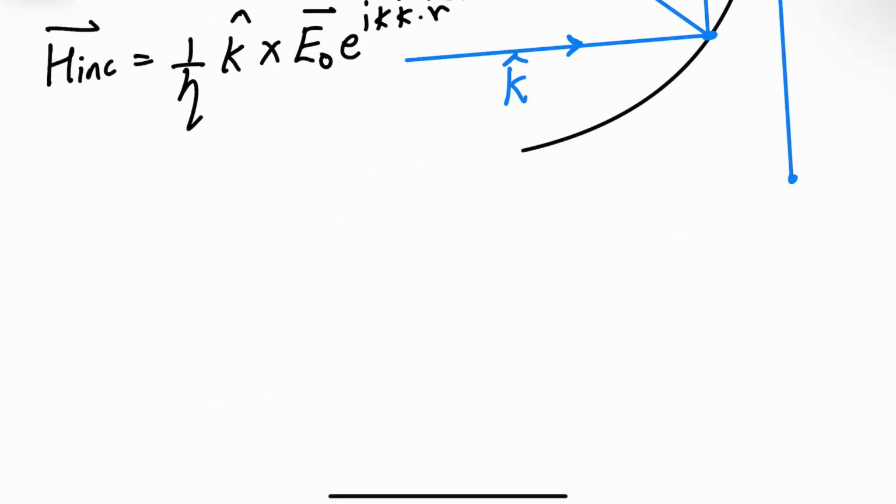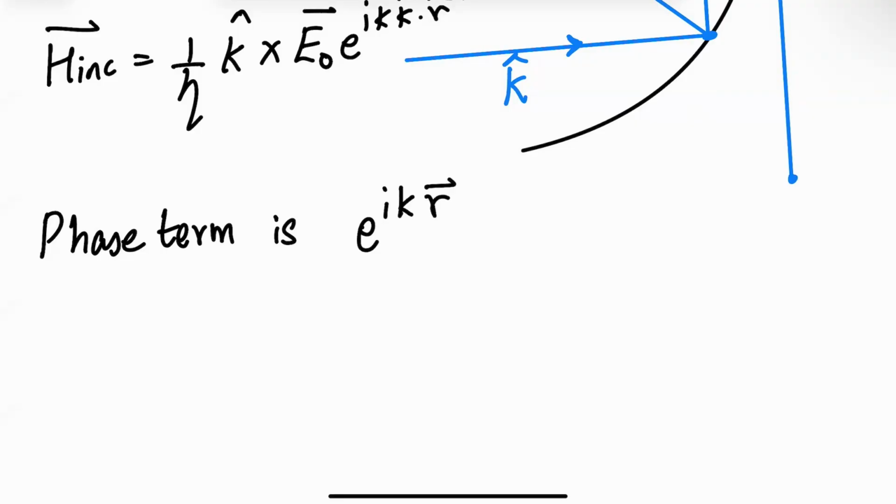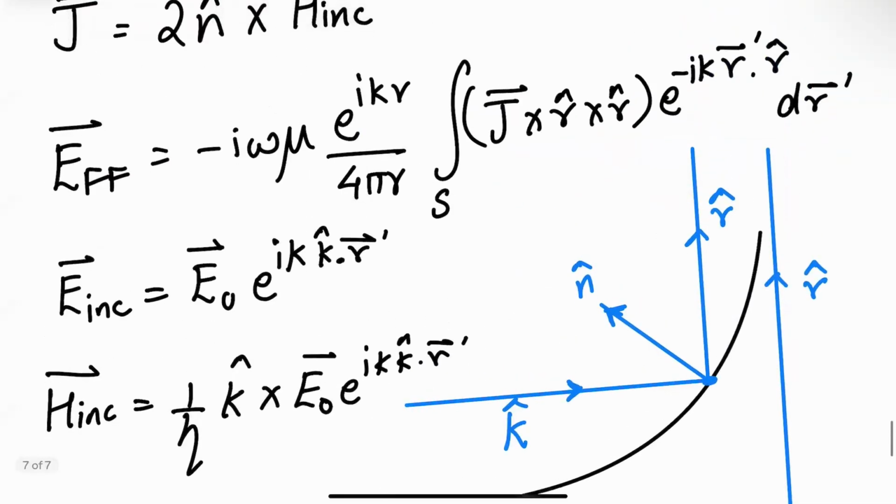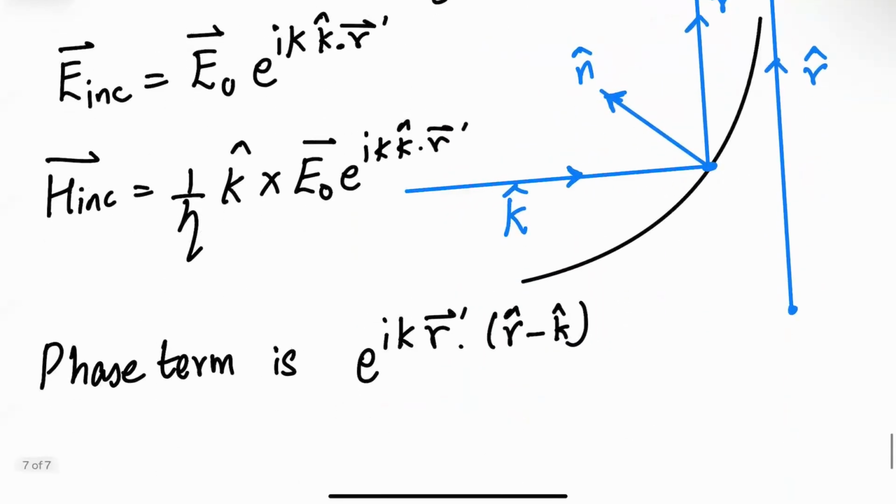So I'm going to skip the amplitude terms and just say that the phase term inside the integral is e to the i k r prime dotted with (r hat minus k hat). Okay. So I have my e to the r prime r hat and e to the r prime k hat. And that's what I have here, e to the i k r prime dotted with (r hat minus k hat).